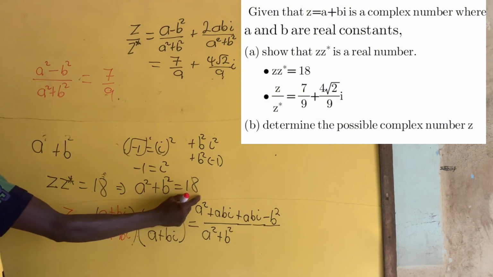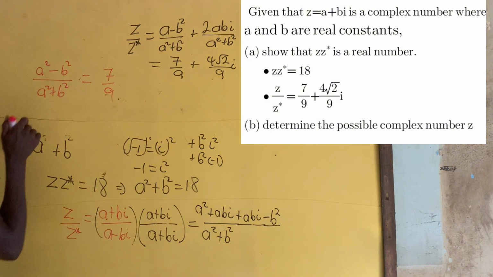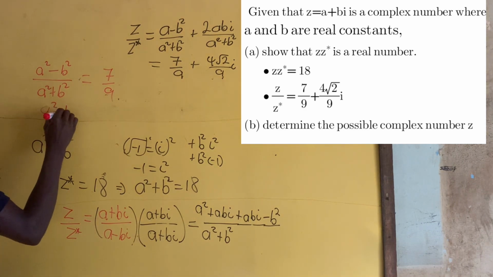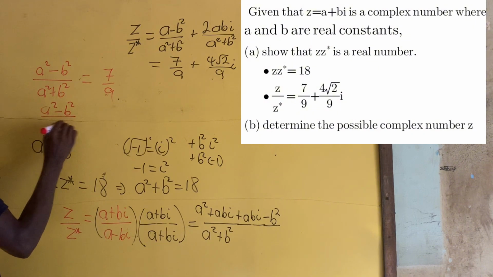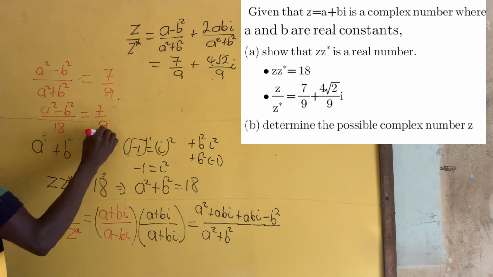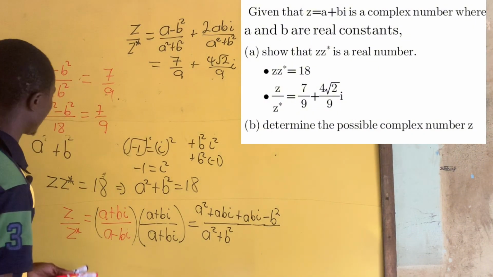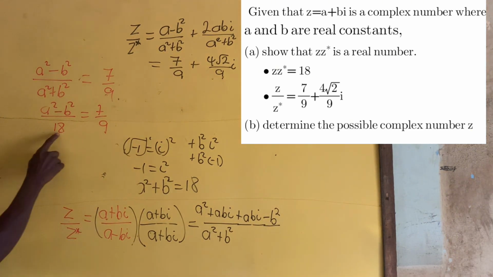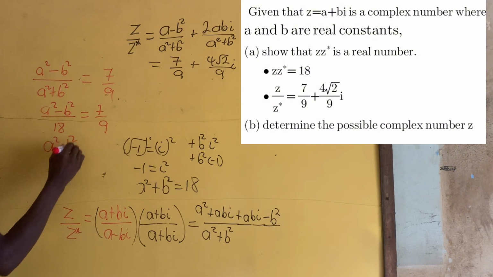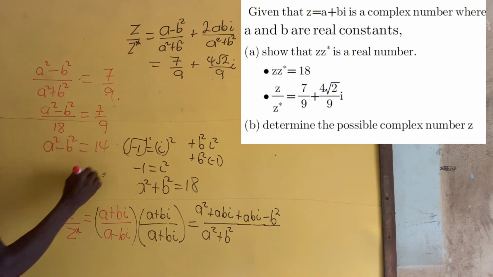So we are going to put this one inside here. So we have a squared minus b squared divided by 18 equals 7 on 9. Wow, that's very nice. And 18 will multiply this, so we have a squared minus b squared equals 14.